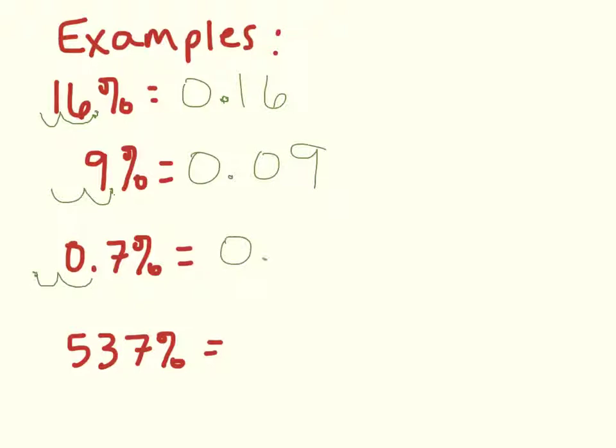So now I have 0 and I have to fill in that 0, just like I did up there. 0.007, no percent sign. 537%, here's my decimal, 1, 2, 5.37. Remember, no percent signs in your decimal answer.